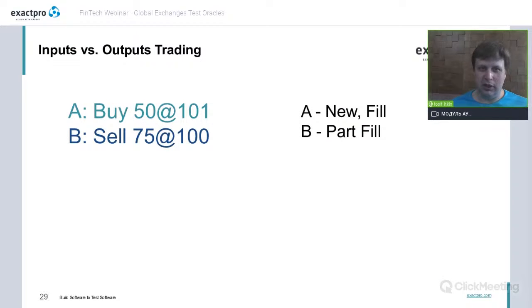Now we go into trading. We have a test where first user A sends buy 50 shares at 101, and then user B sends a sell order for 75 shares at 100. So simple input, simple output. A will get a new and fill, B will get a part fill.